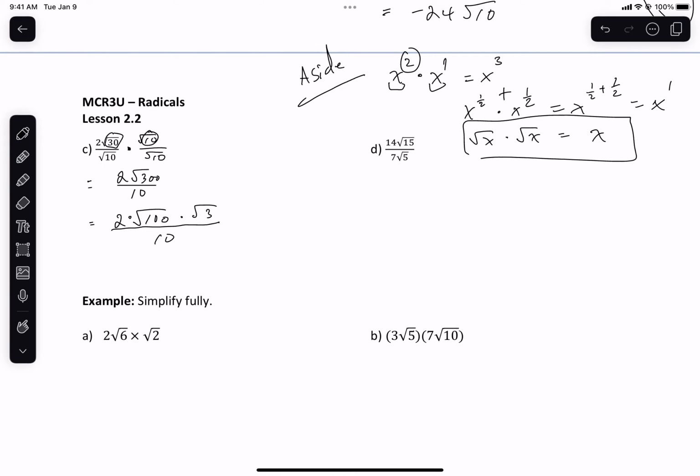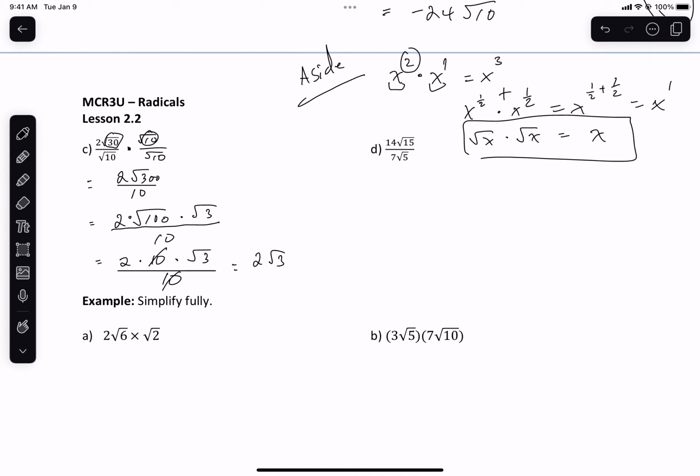What's the square root of 100? 10. So we get 2 times 10 times root 3 divided by 10. What happens to the 10s? They cancel each other out. 10 divided by 10 is 1. Right? So you're left with 2 root 3.